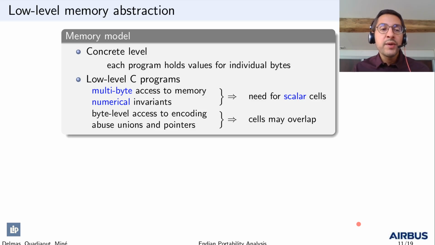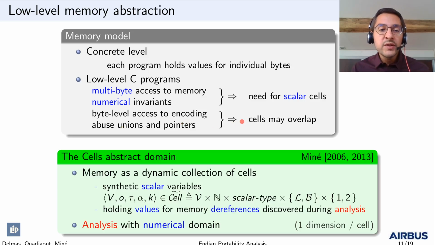In addition, we want to address low-level C programs, which tend to abuse the weak type system of C with unions and pointers to gain byte-level access to the encoding of scalars, hence the cells might overlap. We thus view memory as a dynamic collection of cells holding values for memory references discovered during the analysis. More precisely, a cell is a tuple with a base variable, an offset, a scalar type, an Endianness encoding, little or big, and a program version, little Endian version or big Endian version. With such memory model and any standard numerical domain, we may define a static analysis using one dimension per cell. Let us do it on the example.